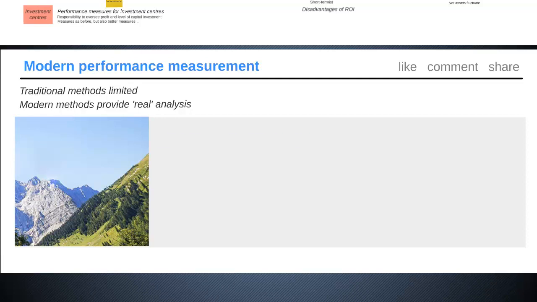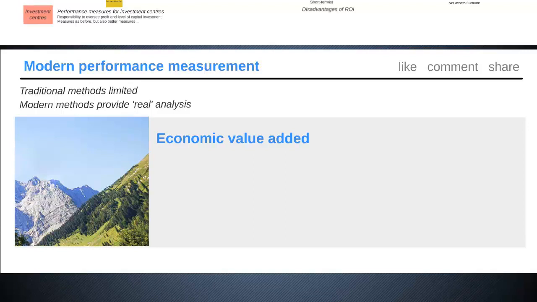One of the main ways of doing this is by looking at economic value added. And what economic value added is, essentially, is a way of looking at the true benefits, the additional long-term benefits to the organization of undertaking a particular project.